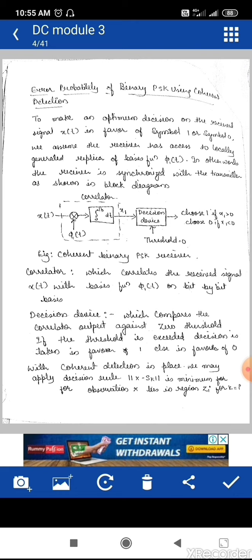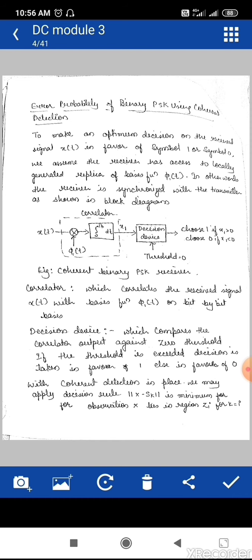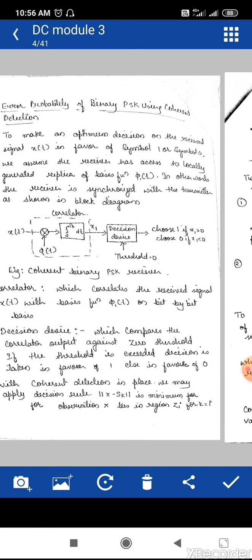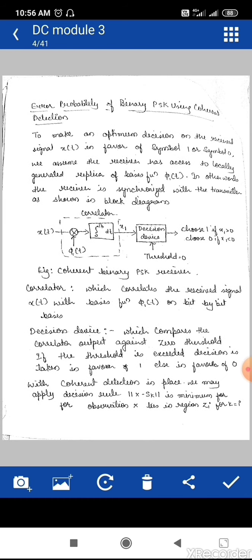as shown in the block diagram. Now the first block in the receiver part is the correlator. What we are going to do is multiply x of t with the basis function phi 1 of t. Phi 1 of t is nothing but root of 2 by Tb cos 2 pi fc t. Once we multiply with phi 1 of t and integrate over 0 to Tb, we get a coefficient x1. x1 is the received vector.